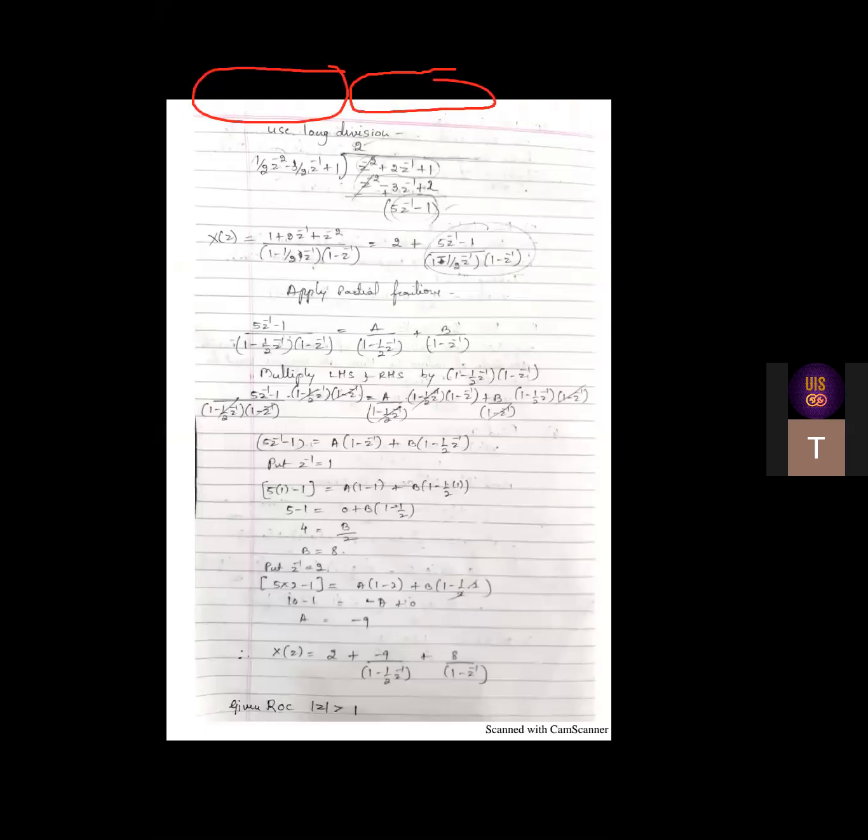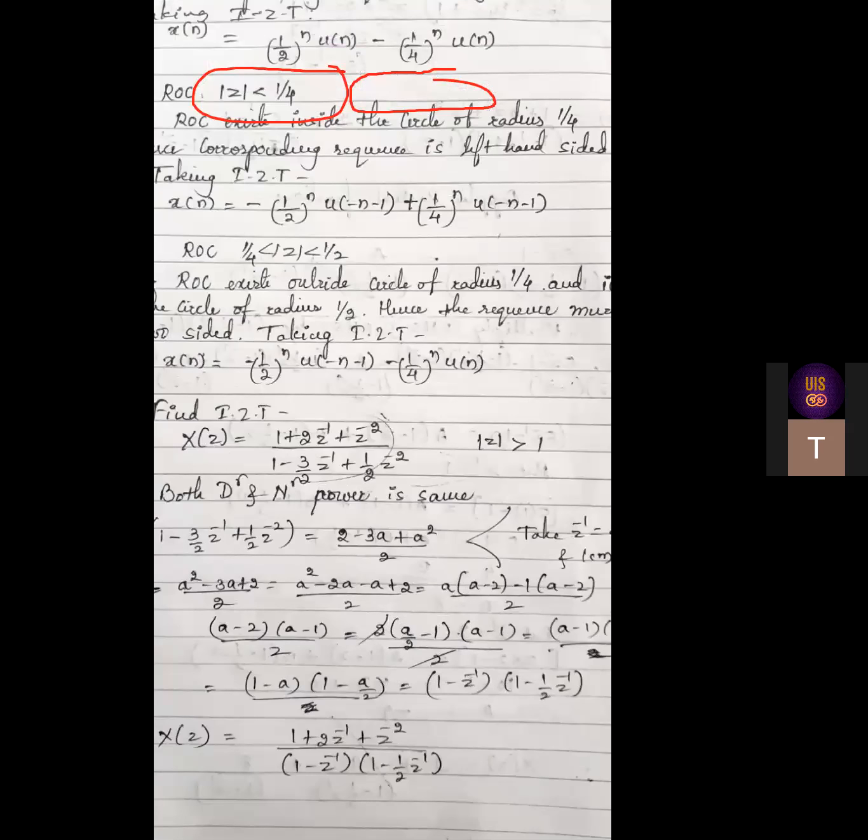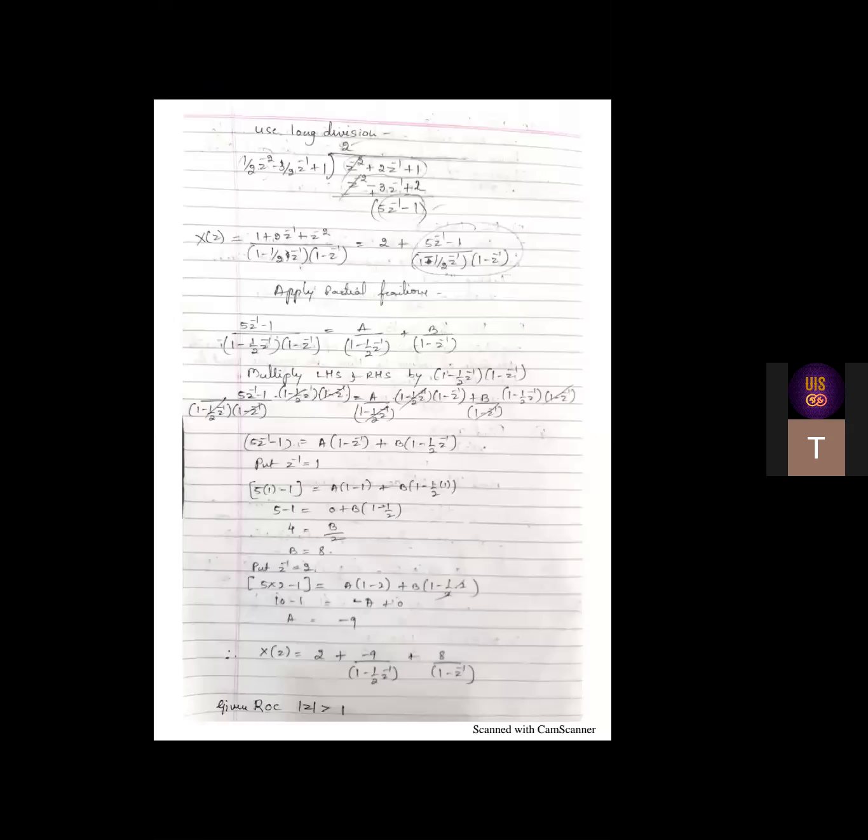See here, observe. This is your numerator, this is your denominator. We are dividing it. One observation you can make is that the given question is of order lower to higher. First is the constant, then z inverse, then z raised to minus 2. It is increasing like this. But if you see how I have written, the higher order has been written first, then lesser, then lesser.